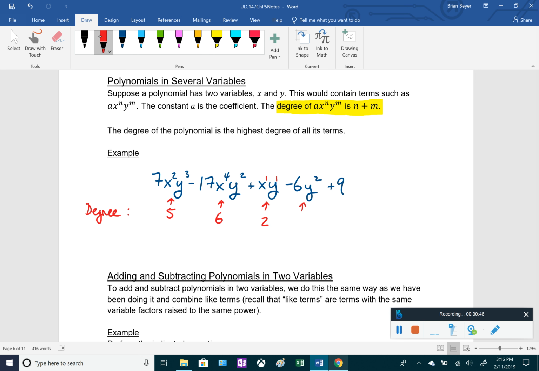The degree of negative 6y squared is 2. The degree of a constant is 0. That is because we can rewrite that with an x to the 0 if we want, because x to the 0 is equal to 1. So that means the degree of the polynomial as a whole is going to be the largest one, which is 6.